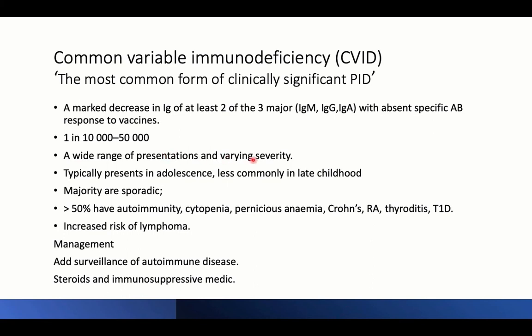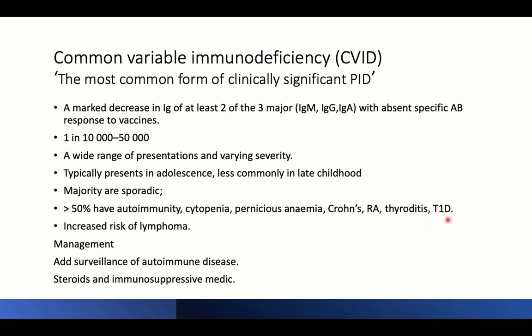and varying severity, which typically presents in adolescents rather than in younger children. Okay, the majority of these are sporadic, not familial. More than 50% of cases have autoimmunity associated with common variable immune deficiency, in the form of autoimmune cytopenias like autoimmune thrombocytopenia or anemia, pernicious anemia, Crohn's disease, rheumatoid arthritis, autoimmune thyroiditis, and type 1 diabetes.